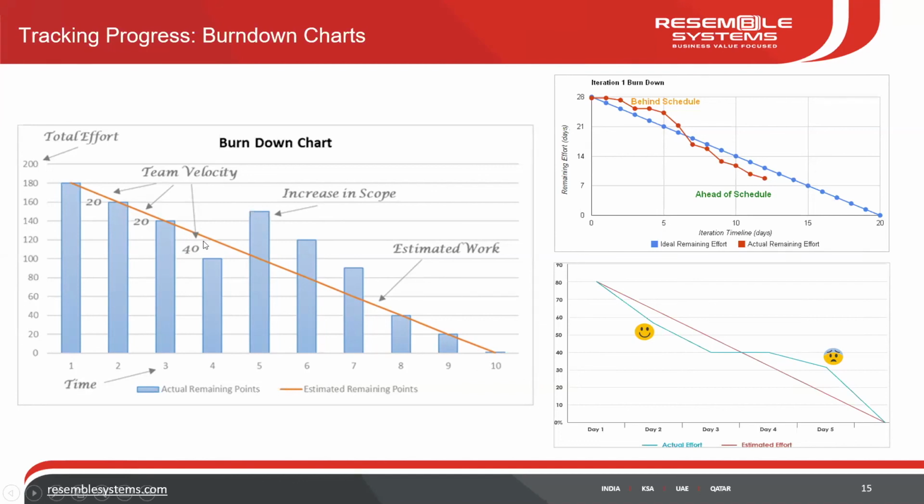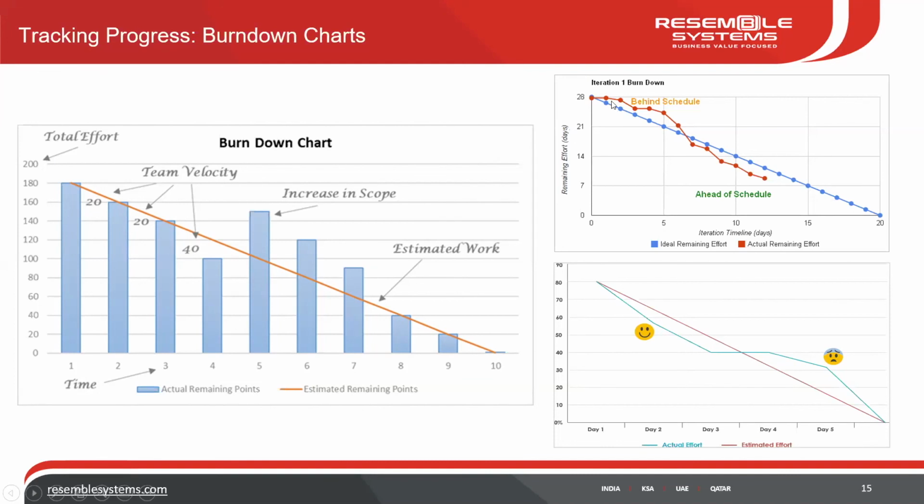So this orange line that you see is a graph which shows that if they start doing 20, 20, 20 every day, so it's just 200 divided by 10 is 20. So if they start doing 20 points every day, then this is how the line should look, right? But the team sometimes might do more, the team sometimes might do less, right? And if you see on the right, this is how it will be.